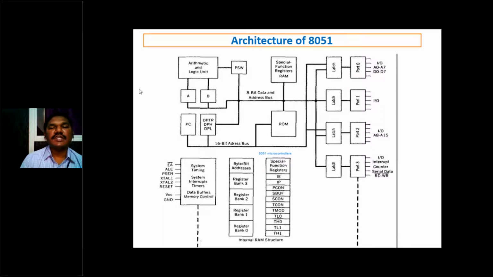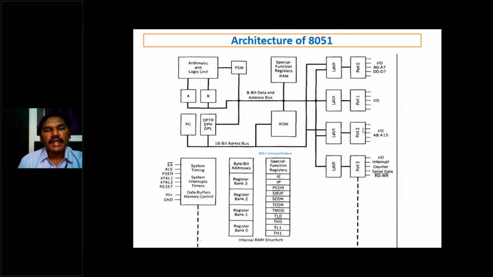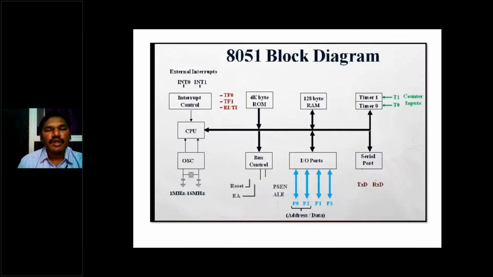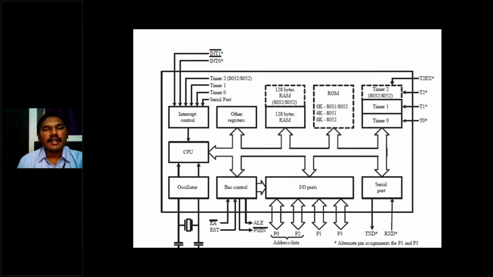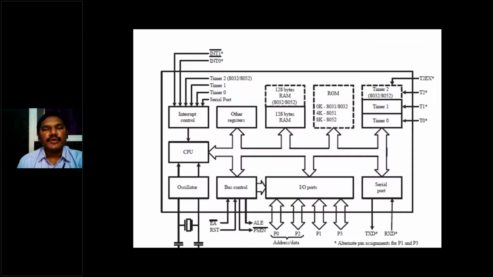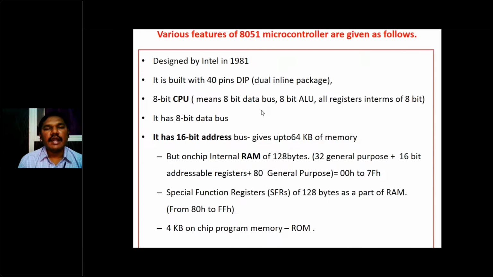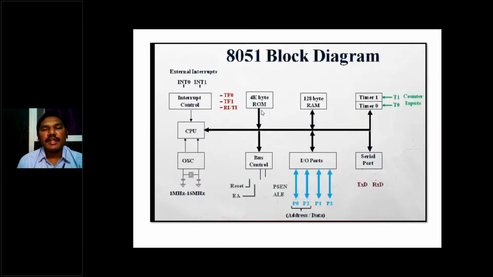So this is the architecture of 8051. You see, this is the block diagram and this is the architecture of 8051. Don't get confused in the examinations. Block diagram means we have to draw this one, architecture means we have to draw this one. Same CPU. See, this block is called the CPU, and the ROM memory and RAM memory.